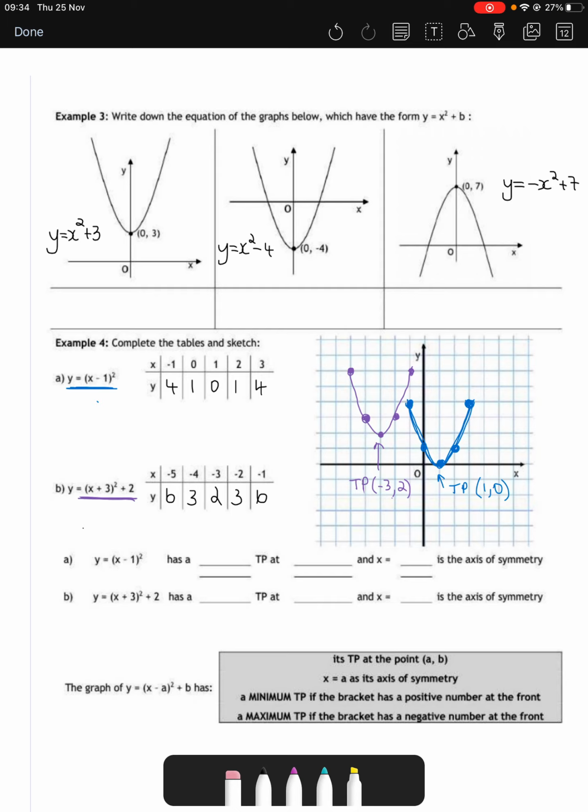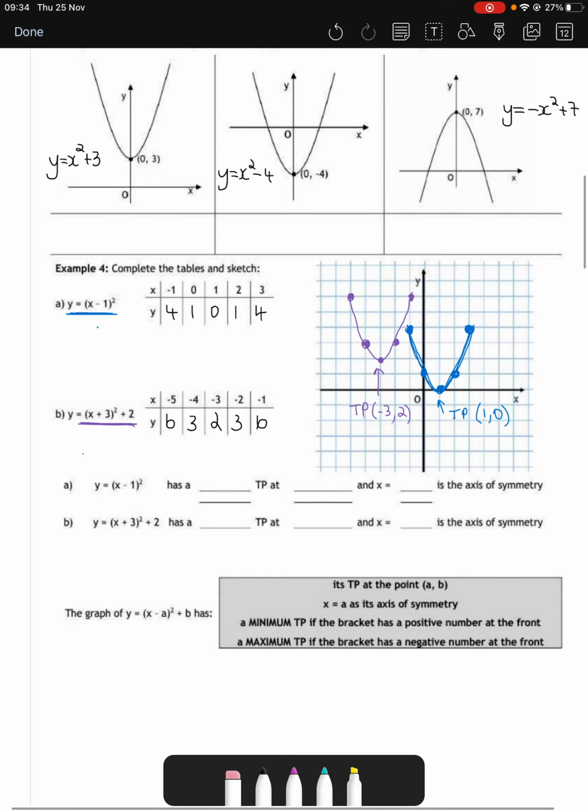The next one, x squared minus 4, because it's been moved down 4 places, which is your y coordinate, gone down to minus 4. And then the last one, remember it was upside down, it had a negative in front of it, so it's negative x squared, but it's been moved up 7 places, so it's plus 7. But again, we'll talk about that in more detail later on.